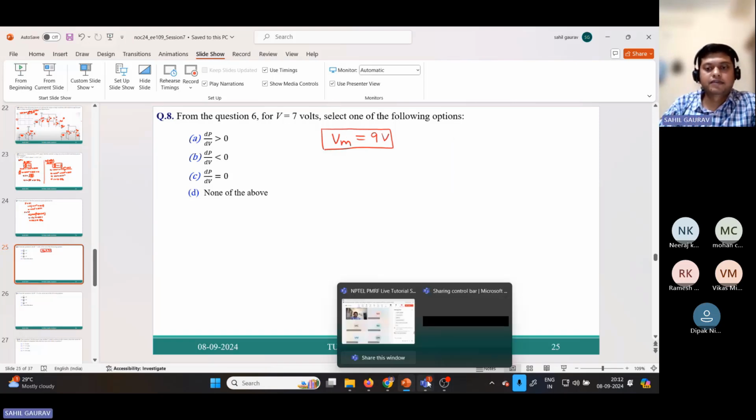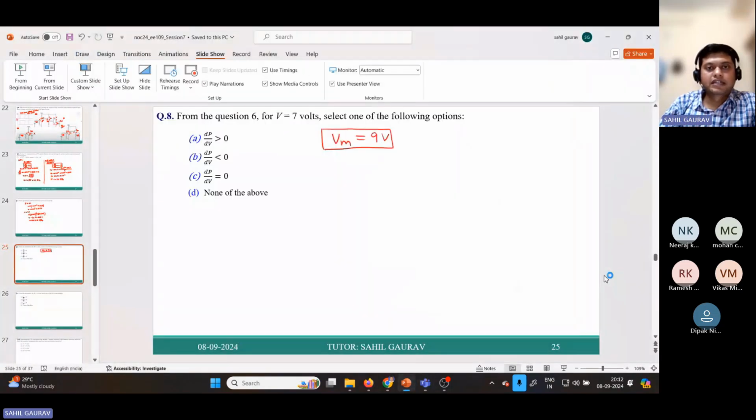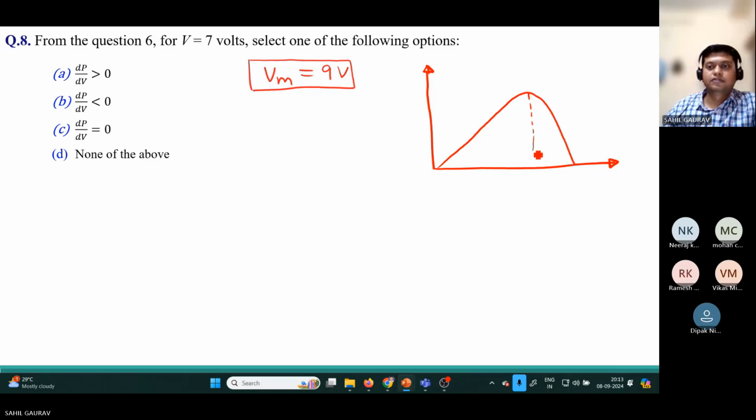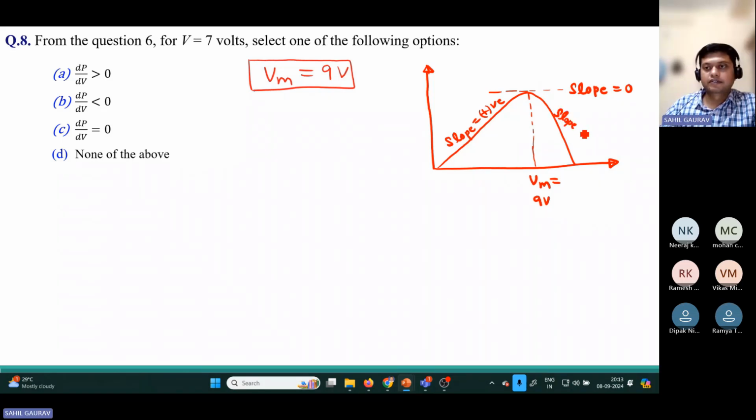I don't think it will take so much time. No, you can directly calculate. If we know this Vm value, that is 9 volt, then at this Vm value the slope is 0. Before this Vm value, the slope will be positive, and after this Vm value, the slope will be negative. So you can directly say that A option is correct.